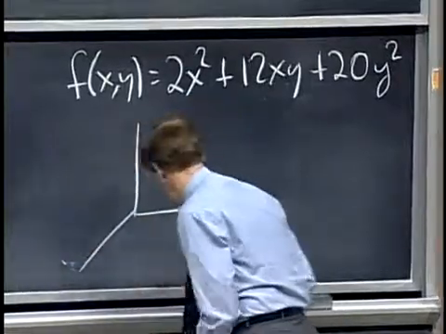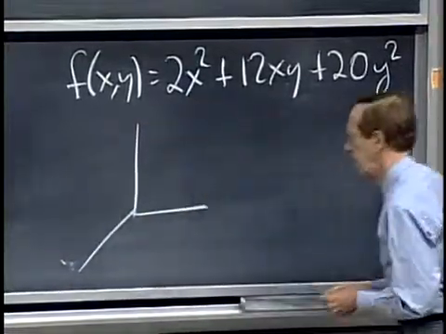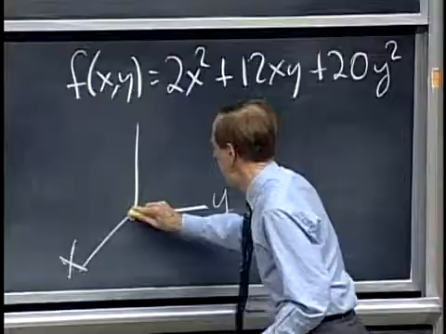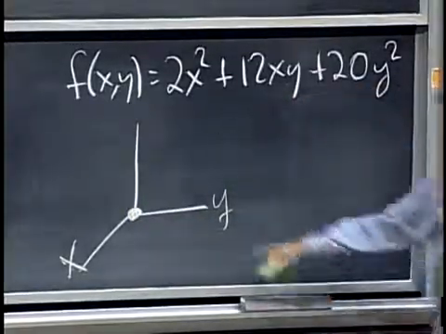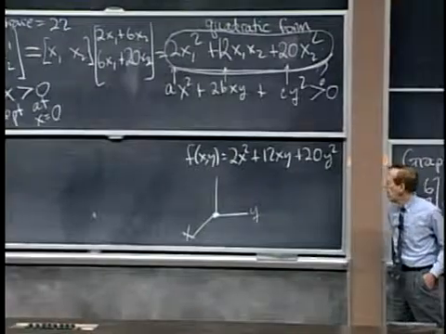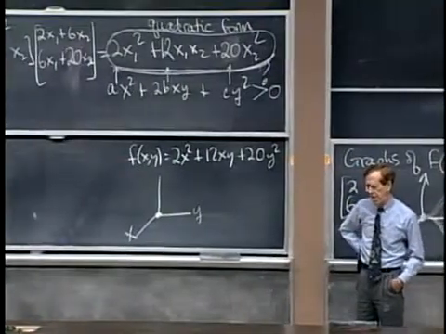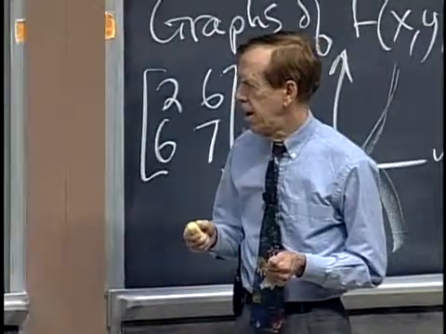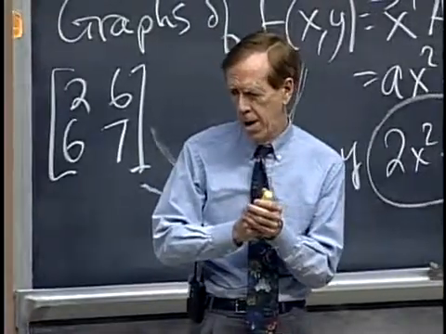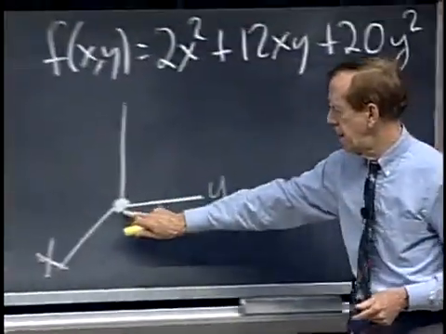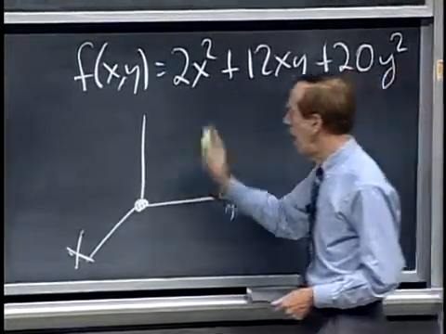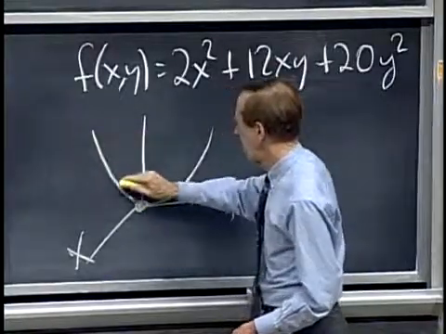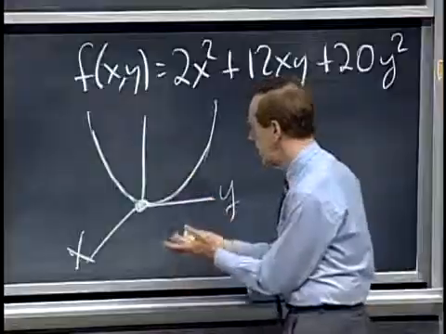Let me draw the x direction, the y direction, and the origin. At 0, 0, I'm there. Where do I go as I move away from the origin? I'm sure that I go up. The origin, the center point here, is a minimum, because the graph is like a bowl. The graph is bowl shaped. Here's the minimum.